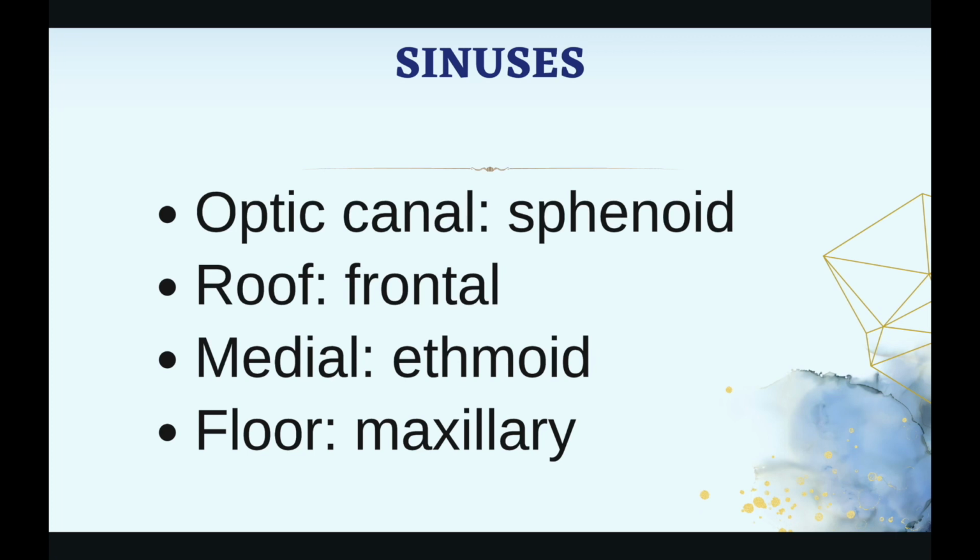Sinus anatomy. The orbit has a close anatomical relationship to the paranasal sinuses. It has 4 relations: the optic canal on the sphenoid. On the roof is the frontal, medial is the ethmoid, and the floor is the maxillary.